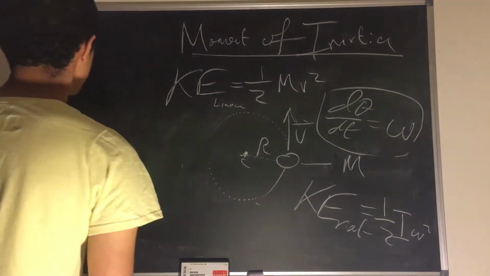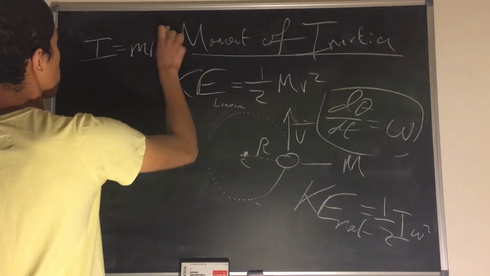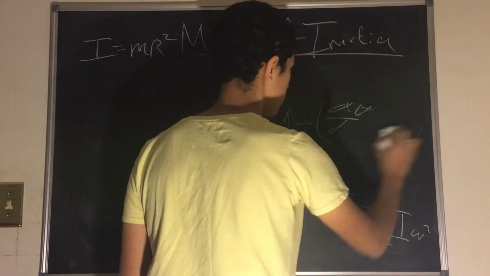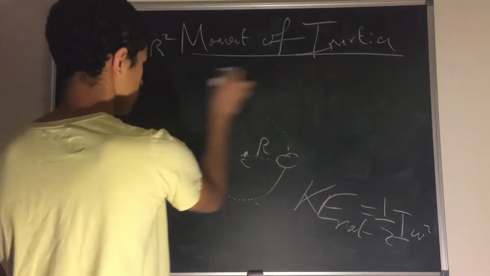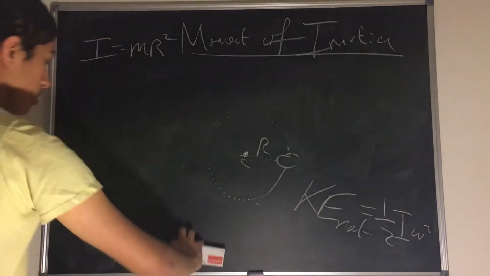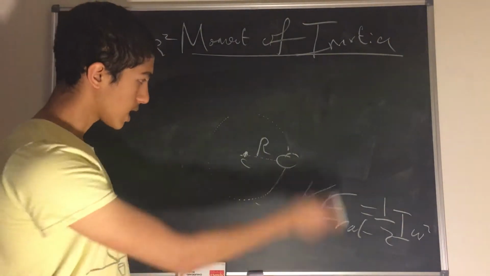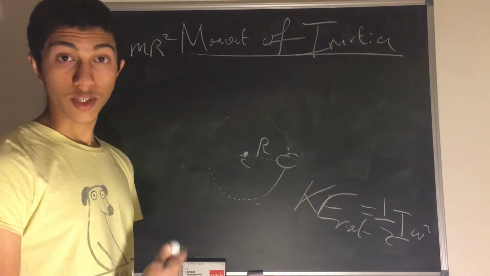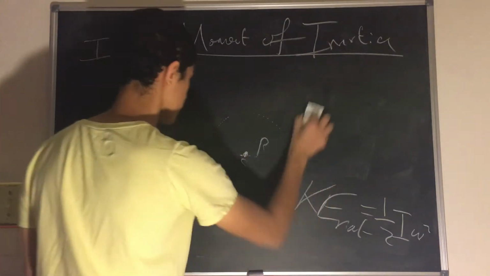Now recall that I was equal to mr squared. Let me ask you, what is r? I'm going to erase all of this here for just a second. Since we're dealing with rotations, in essence circular motion, r is simply the radius associated with that circular motion. So let's erase this picture here for a second.